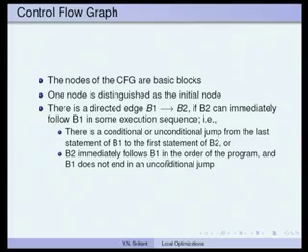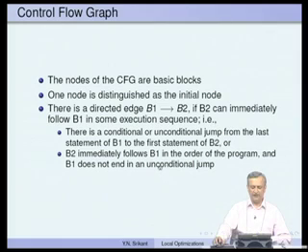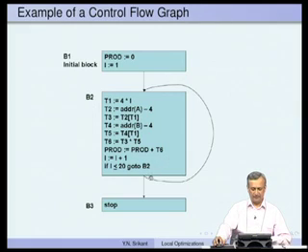B2 immediately follows B1 in the order of the program and B1 does not end in an unconditional jump statement. So, here, this stop statement follows this, right, and this is a conditional jump and not an unconditional jump. So, this is another arc which is added to the control flow graph.